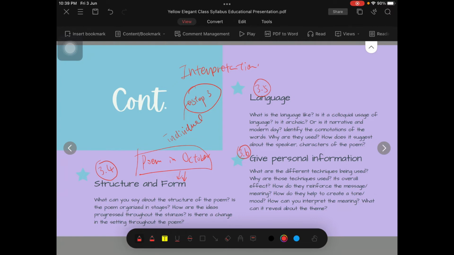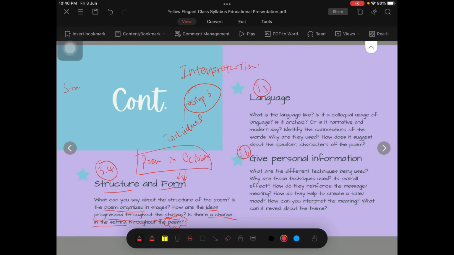So when you're understanding the structure of the poem, you need to see how the poem is organized, and whether the poem gives you a progression. If it gives you a progression, you need to see how the progression is contributed to with the help of the structure of the poem. You need to see if the ideas are being progressed throughout the different stanzas, and if there's a change in the setting throughout the poem. So structure and form are two different things.